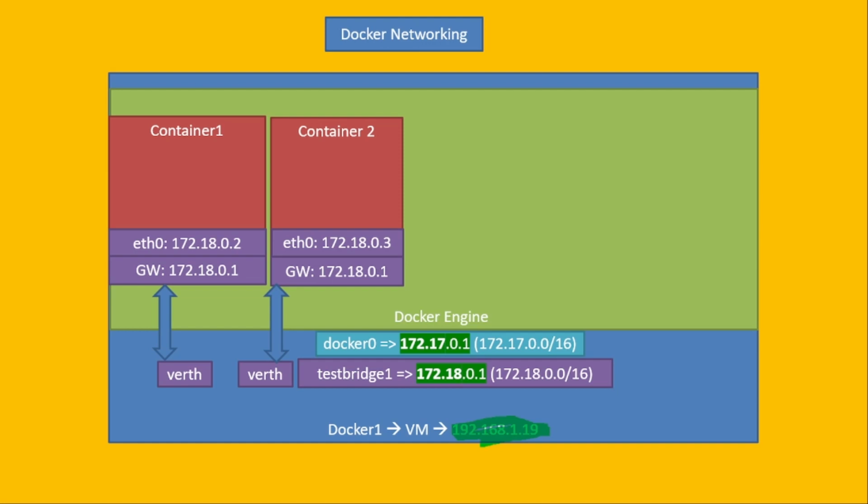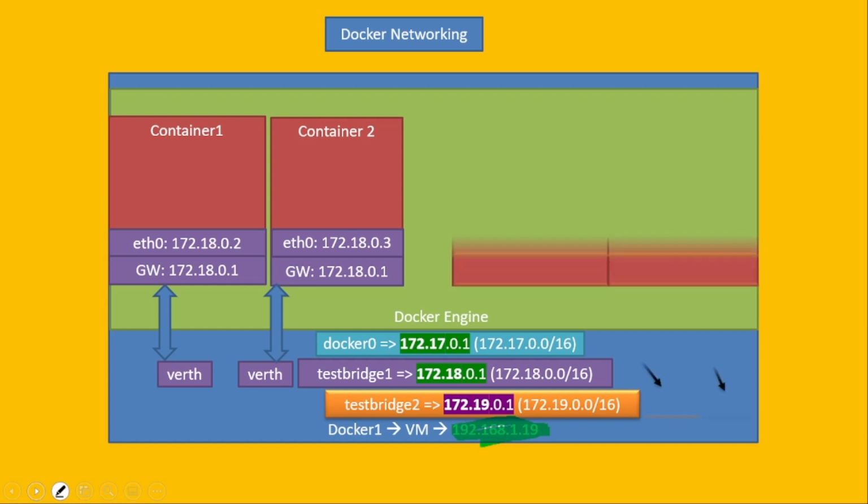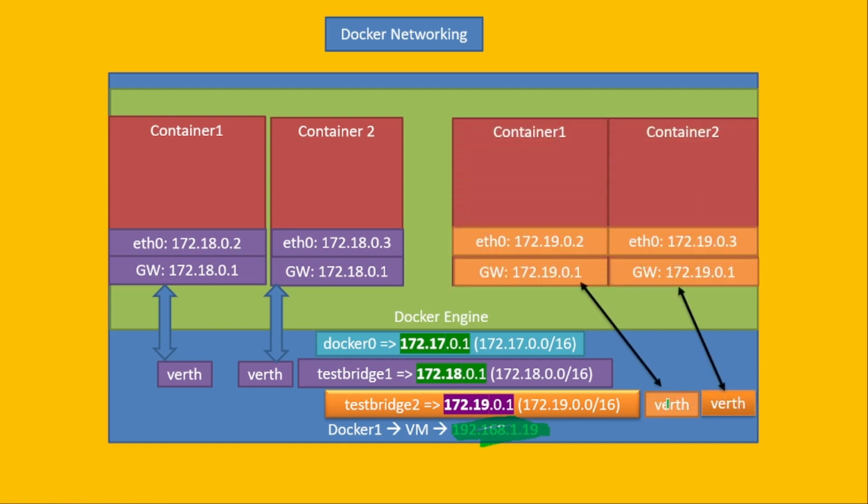So what happens when we create another custom bridge network? It will get a different IP range, that is 172.19. If we create a container and attach it, it will again create a new veth interface, and the default gateway will be the test bridge 2 IP address. As you can see here, 19.0 is the IP address, and they will again get a new IP range in this scenario. So you can connect to the internet if you wish.